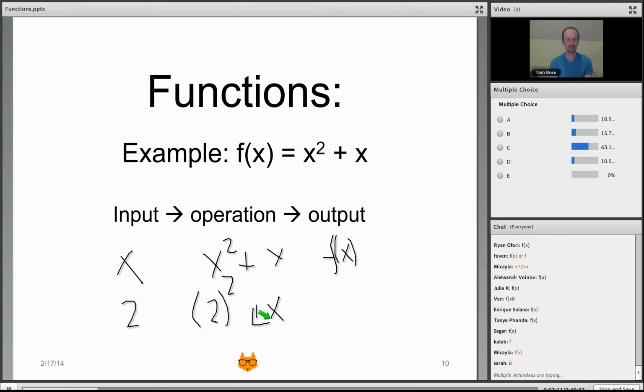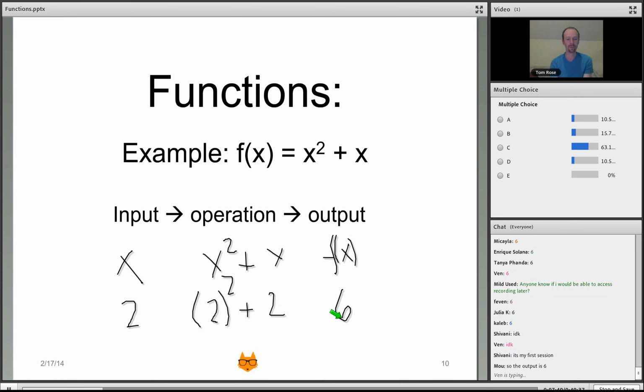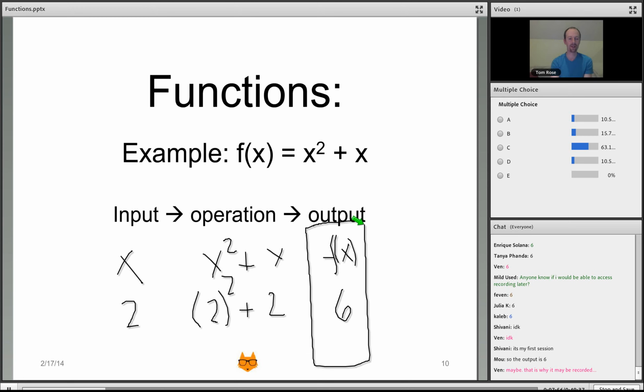Plus x. Should be a plus sign. 2 squared is 4, plus we have another 2, which makes that equal to 6 in this case. So there's your output: 6. If they said, what is the value of f when x is 2, the answer would be 6. You can see here's our output f, and it equals 6 when the input x is equal to 2.